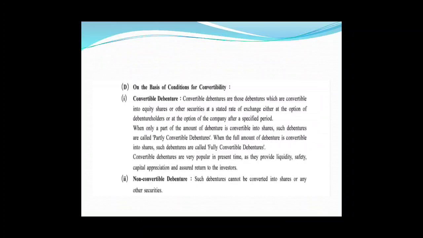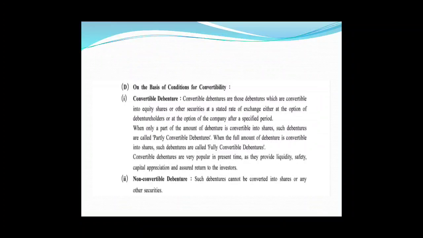If the entire amount, that is the whole part, is converted into shares, such debentures are called fully convertible debentures. And when a part of the amount of debenture is converted into shares, then such debentures are called partly convertible debentures. Okay, friends? And non-convertible debentures, such debentures cannot be converted into shares or any other security.